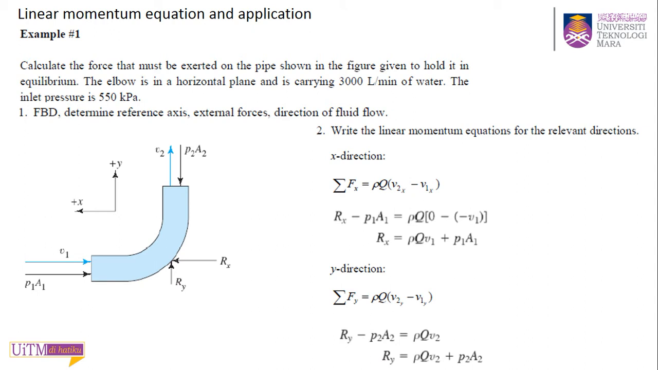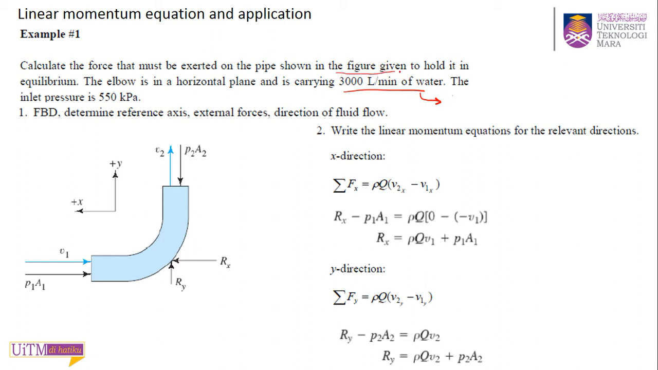Okay, so this is flow around a pipe bend. We will look at an example of flow around a pipe bend. So this is a pipe bend. Calculate the force that must be exerted on the pipe shown in the figure to hold it in equilibrium. The elbow is in a horizontal plane and is carrying 3000 liters per minute of water. This is very important, what is this 3000?